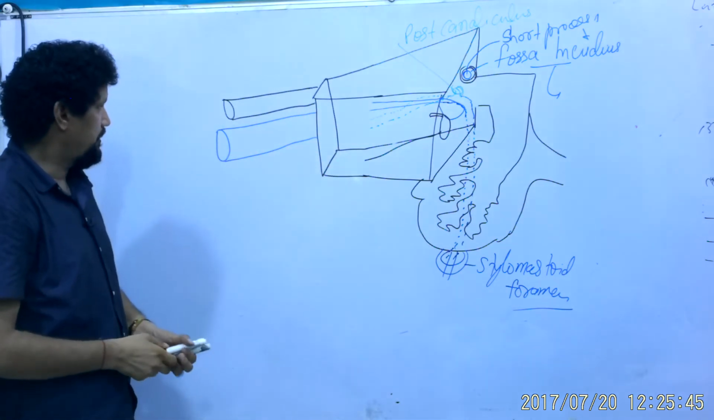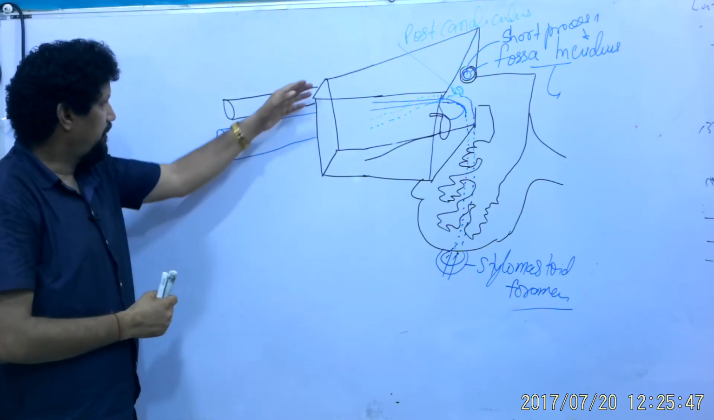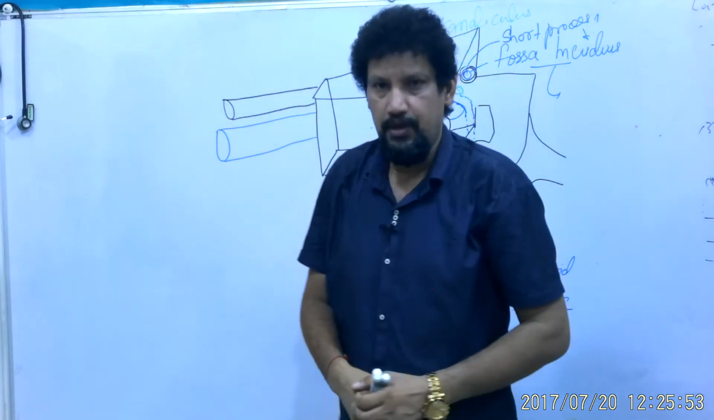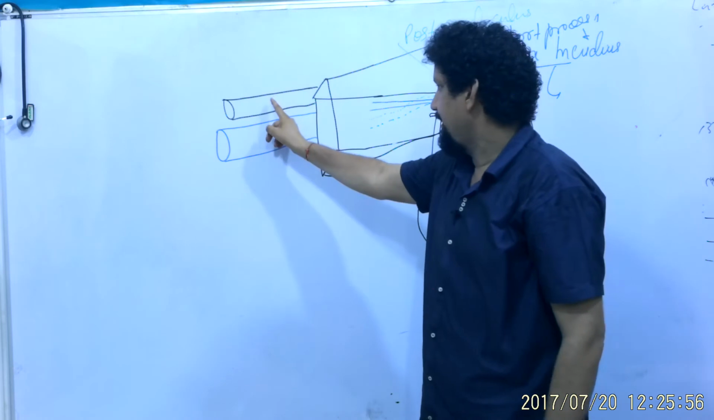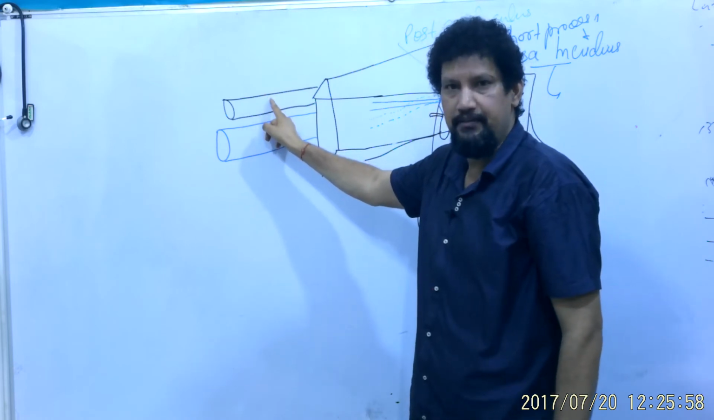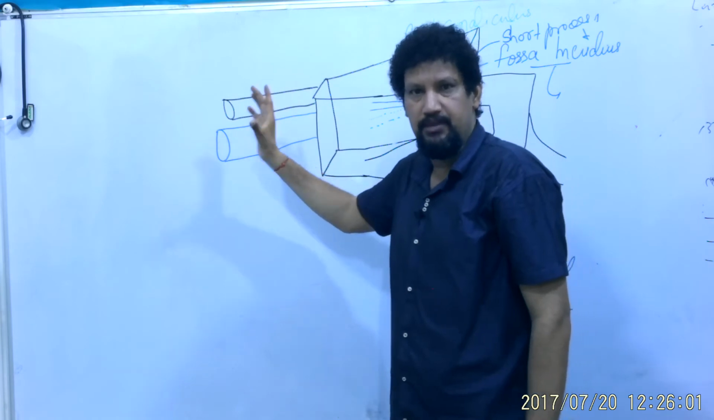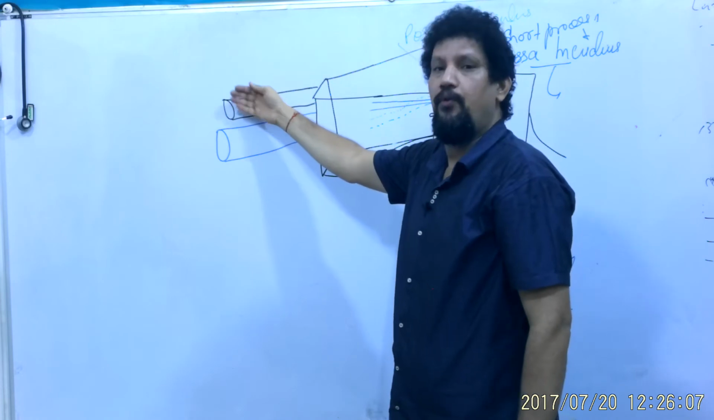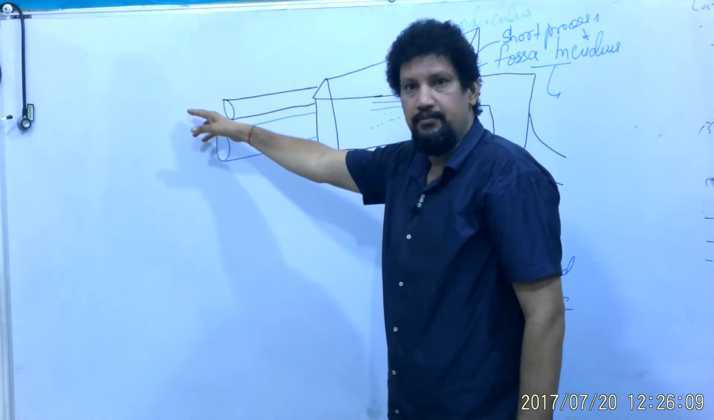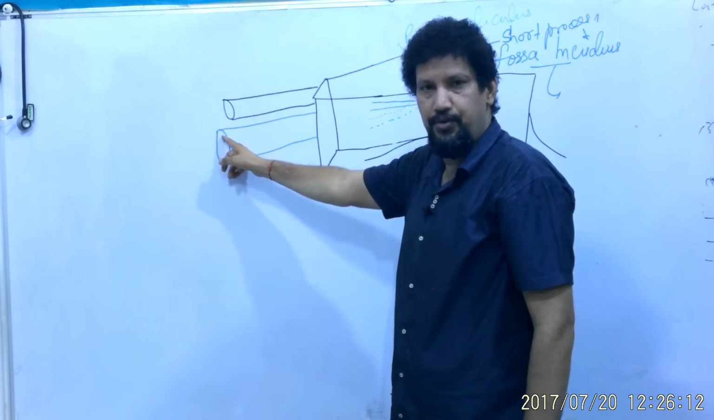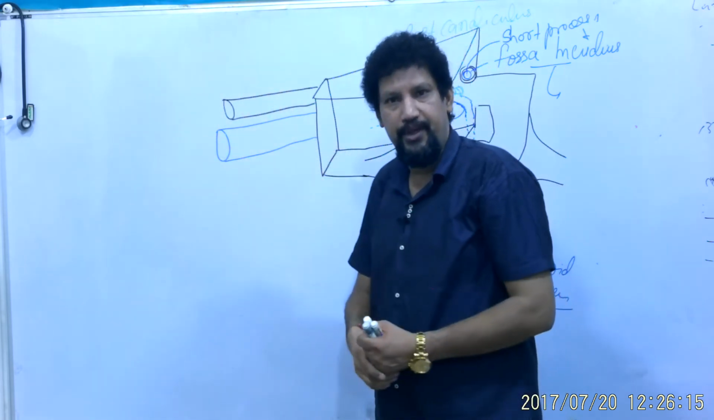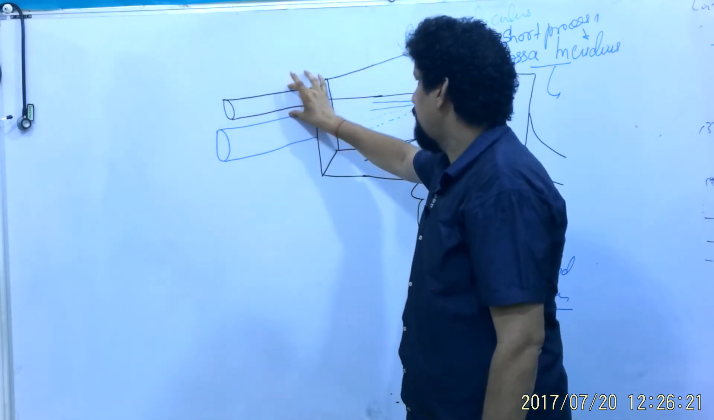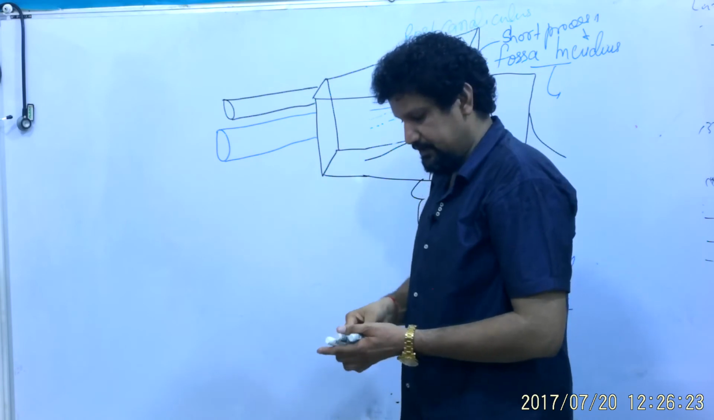In uppermost part of the anterior wall, there is an opening which leads to a canal known as canal for tensor tympani muscle. The tensor tympani muscle is taking its origin from walls of this canal, from the cartilage part of this Eustachian tube and also from the base of the skull. So this is the canal for the tensor tympani muscle.